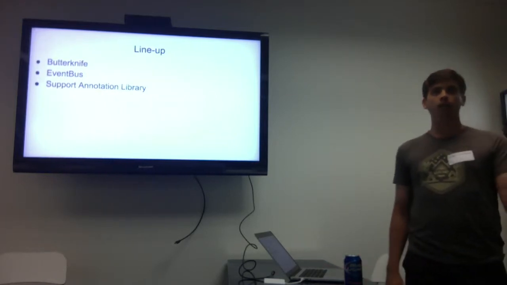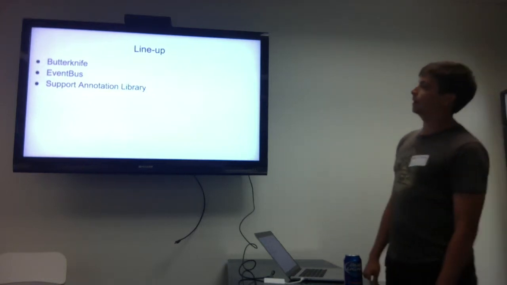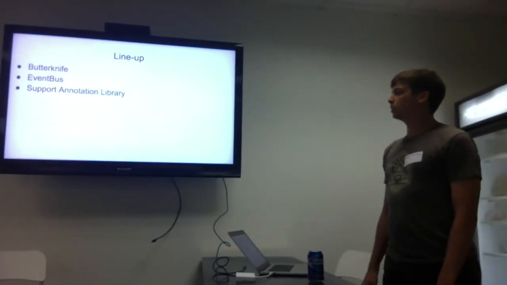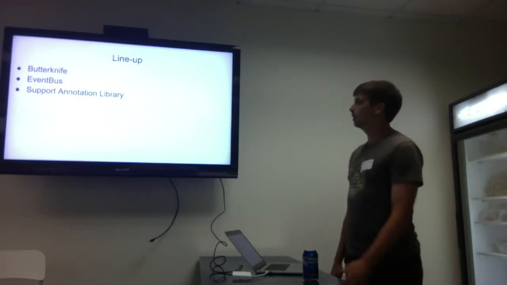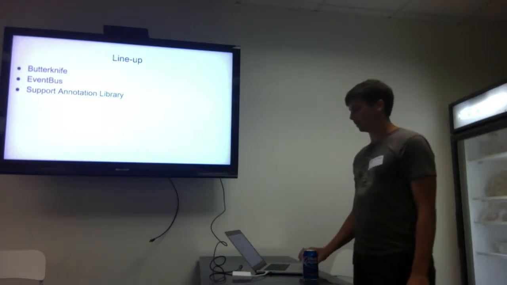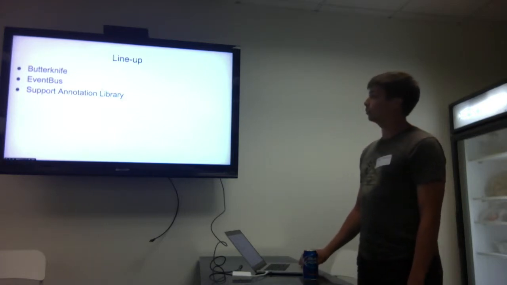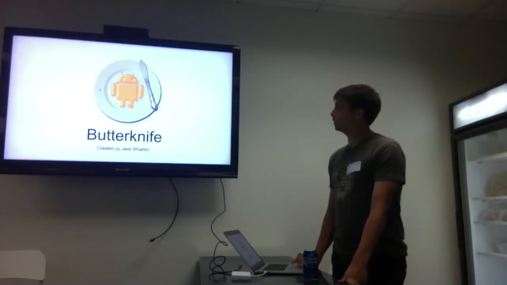The second is Otto, which uses some sort of event bus. Use RxJava, that's just pretty much a replacement for it. And then the support annotation library. This isn't a huge library, but I think it's really cool, so I was going to talk about it for a little bit. It's kind of in the early stages, but as it progresses, I think it's going to get cooler and cooler.